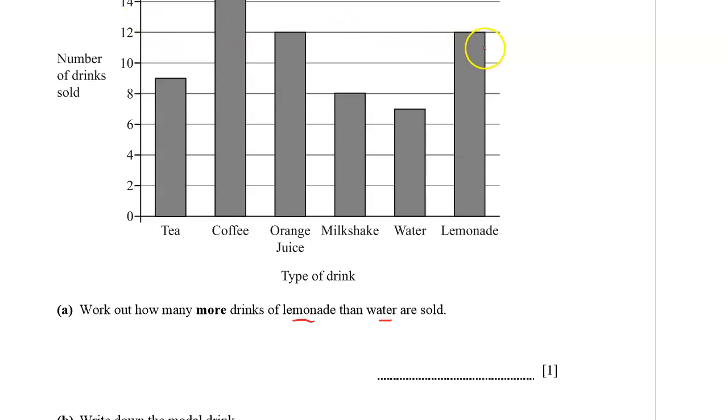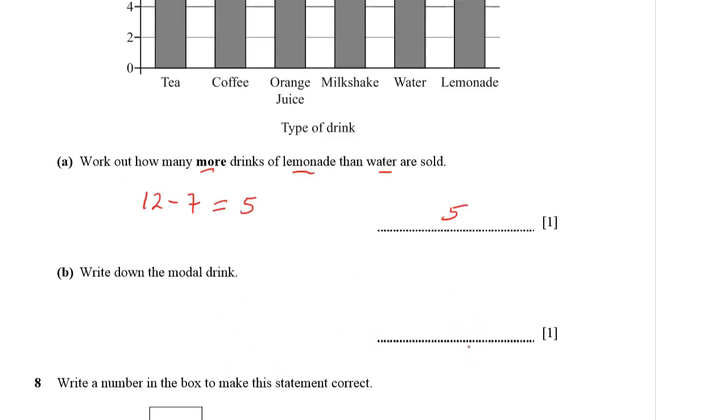Lemonade is 12. There were 12 drinks sold. Water was 7. Therefore, more than. So we take away from 12, we take away 7. You'll find that 5 more lemonade than water was sold.